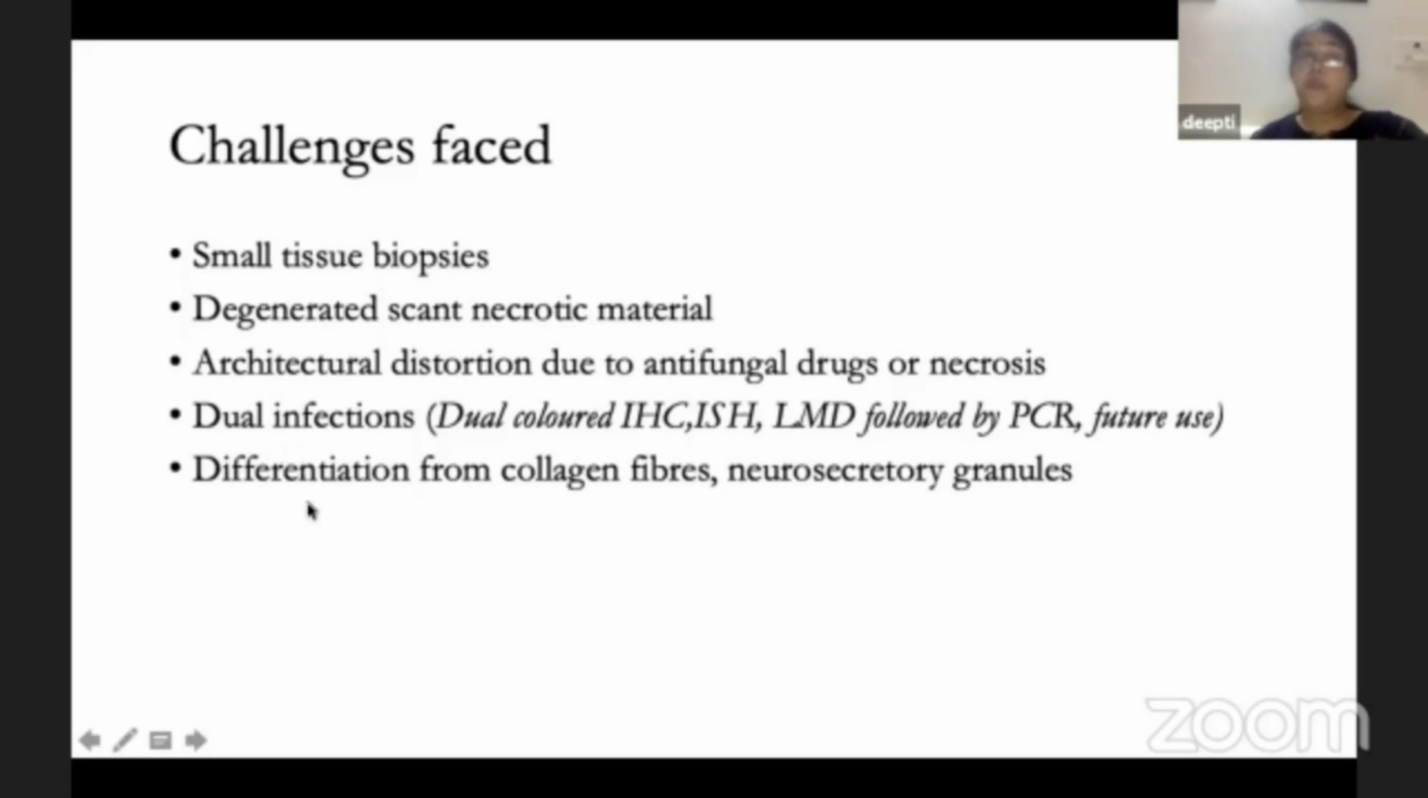Another challenge for the histopathologist is that of dual infection. Whenever there is dual infection, you are not able to classify it. Now, coming to this very important topic, it is at times seen that the culture may be positive but the biopsy is negative.